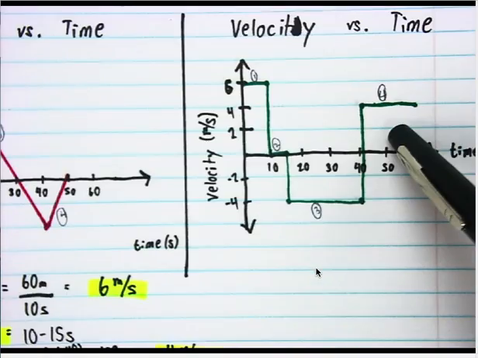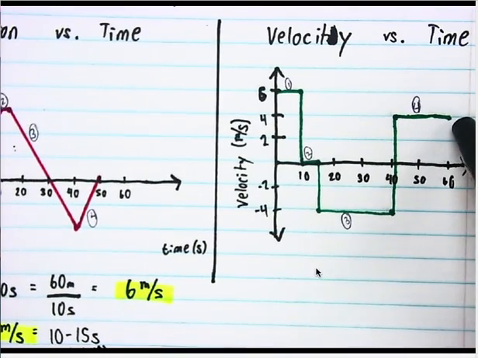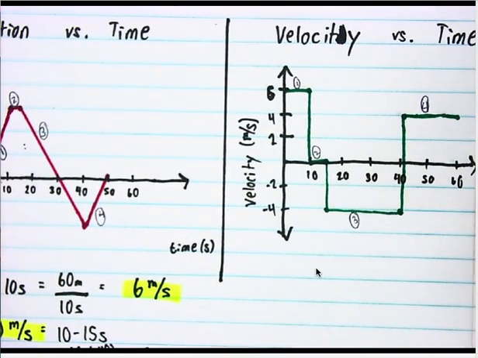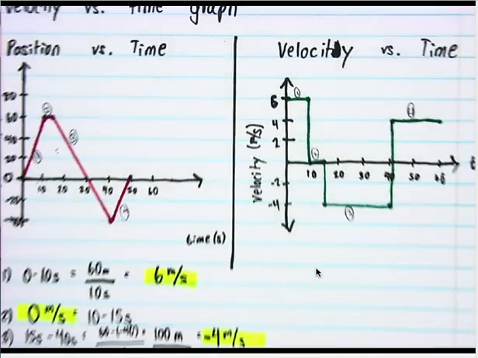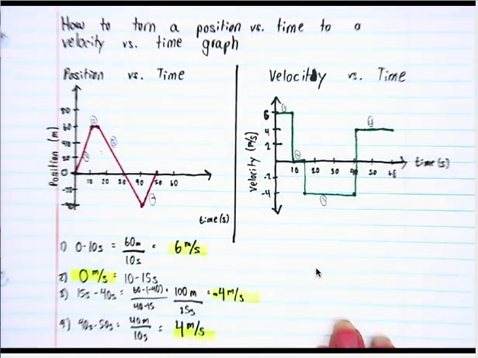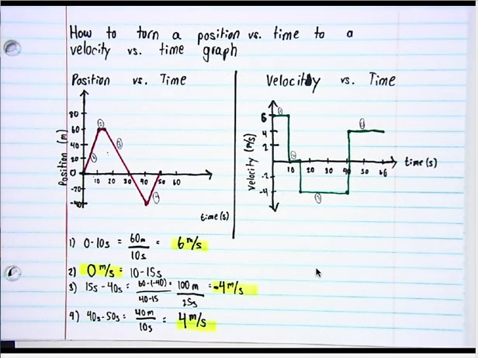Okay, so area takes you back to this, slope of this takes you back to this. It's basically just derivatives and integrals if you've had calculus class before. But that's how we turn a position versus time graph into a velocity versus time graph.